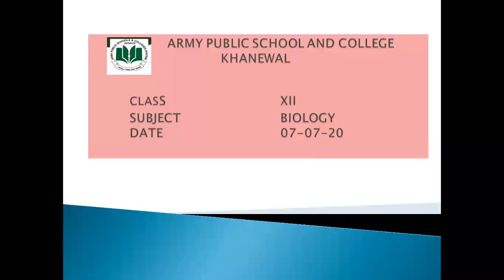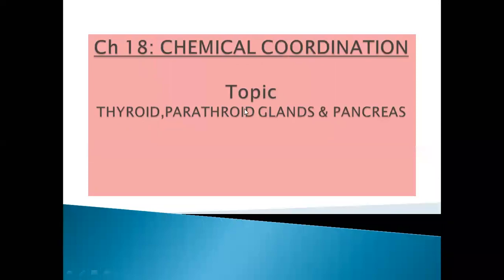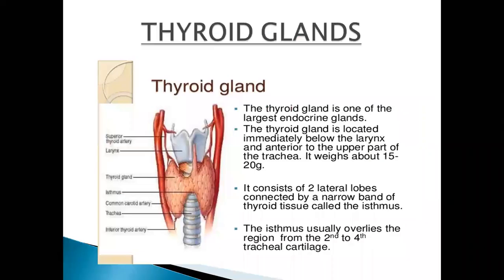Class 12 biology lecture is here, and our chapter is chemical coordination. Today I'm going to tell you about the thyroid glands, parathyroid glands, and pancreas. So let's start with the thyroid glands.